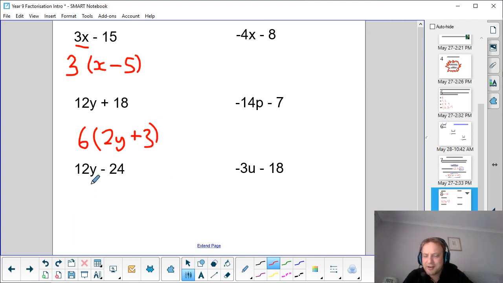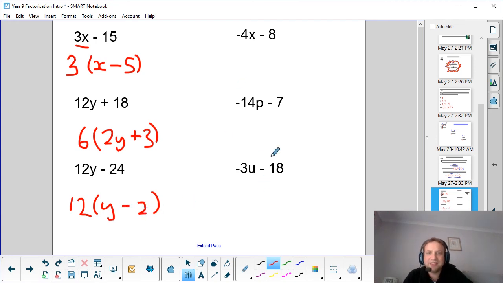All right, next one, we got 12y, we got minus 24, the biggest and best number that goes into that. All right, I'll set my brackets out, but I need to put a number at the front, and that number is 12. Right, often just this number at the front might go into them both, and then that's going to be your number of choice. 12y divided by 12 is y, and minus 24 divided by 12 is minus 2.